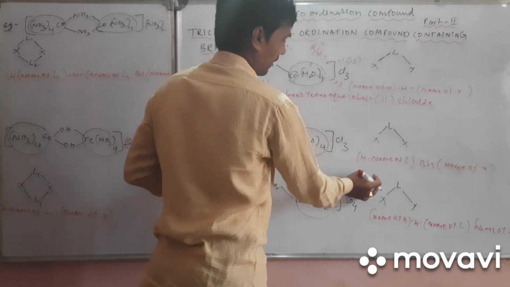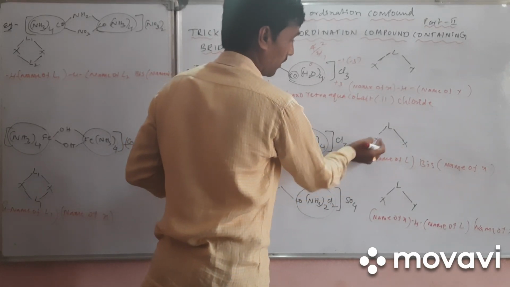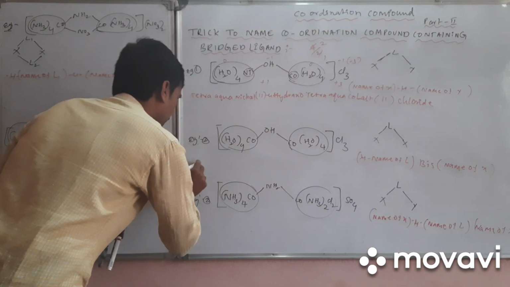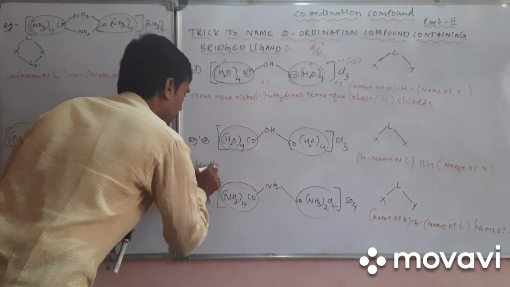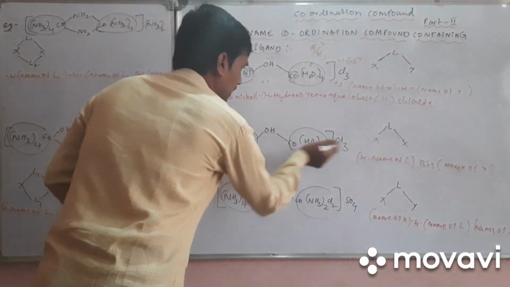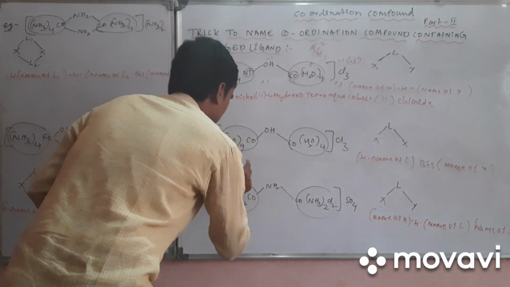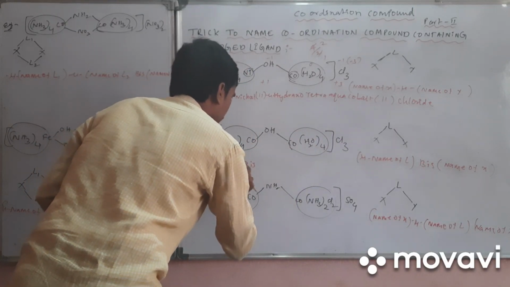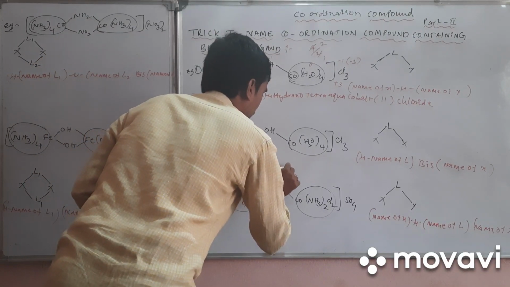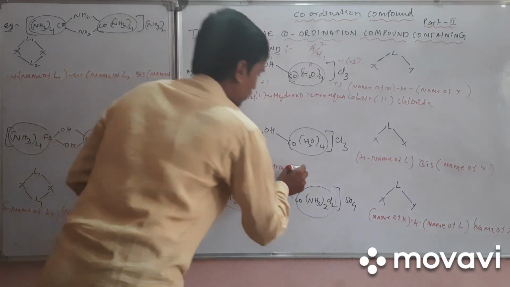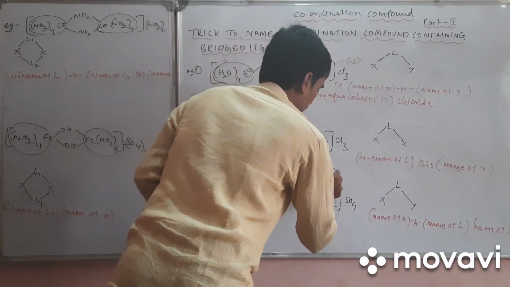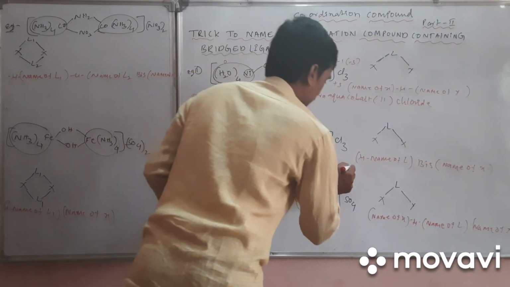Next, the name of this complex. These two are the same, so we use mu. First we use the ligand name, before the ligand name we use mu: mu hydroxo. Next, these two are the same, so we use bis, tetra, aqua, cobalt. The oxidation number we write in the bracket, and then close it.